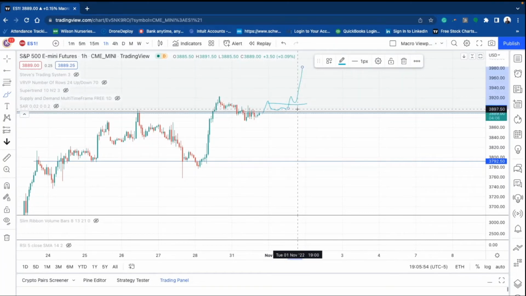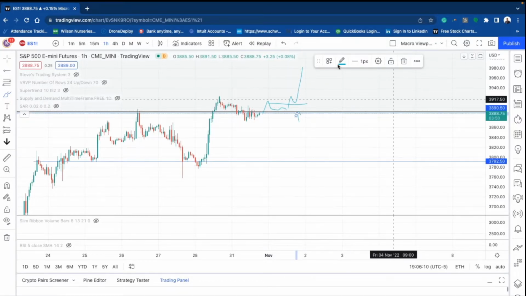So that would be my long entry on ES: we got a new high above SR, hold above, break that high, retest. That's my entry for the long.